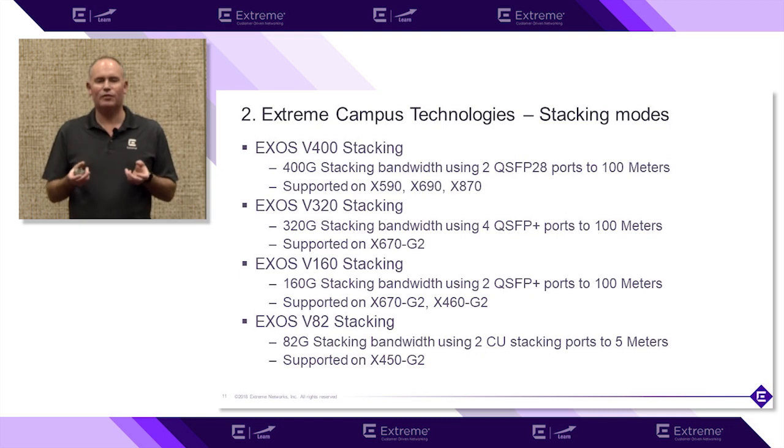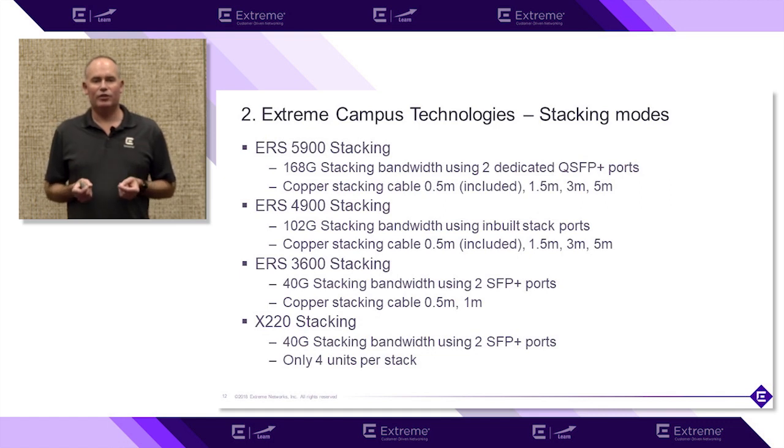The one at the bottom there is actually used by the 450, which again is a slightly unusual one because the 450 has dedicated stacking ports. The ports on the back of the 450 are not traditional Ethernet ports, and they can only be used for stacking. The other types of stacking, the V400, the 320, are actually using traditional Ethernet ports on the switches, but if you look at the type of Ethernet port, it's the high performance QSFP Plus or QSFP Plus 28 types.